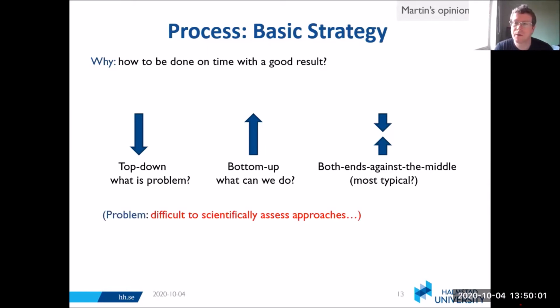Now, the problem with all of these suggestions is how can we scientifically assess what is good and what is bad? A company or a group of developers or designers doesn't want to take a strategy that they think from the start is not as good as another strategy. So it's very difficult to compare and say, this is better than this one.